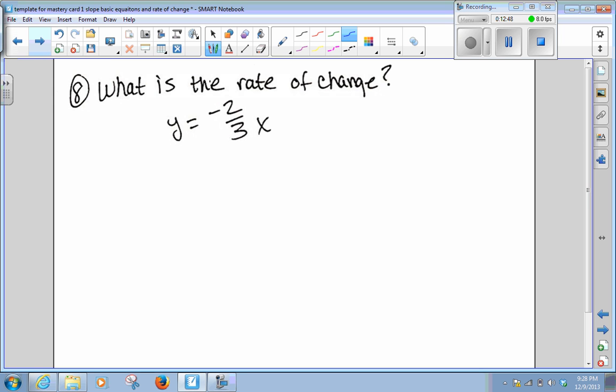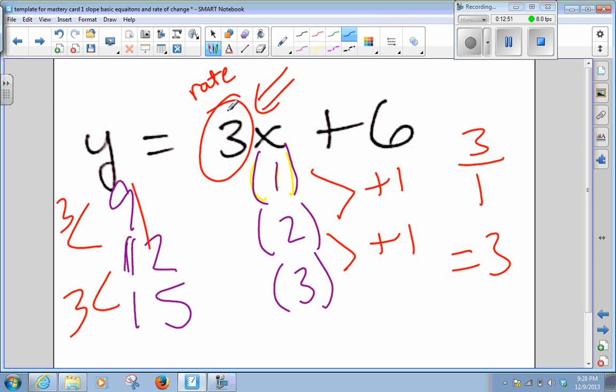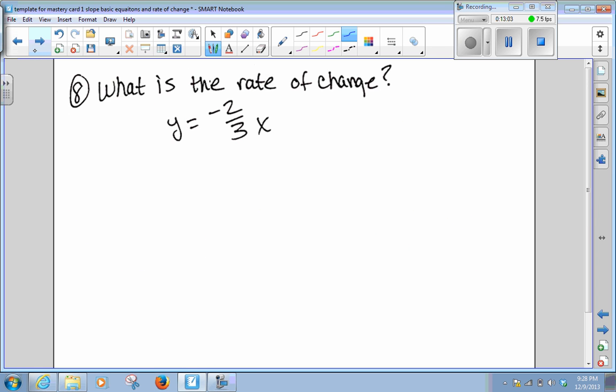Number 8, as we've discussed in a few previous examples, the rate of change is always this number in front of the X, as long as it's in a Y equals format. So Y equals something X, that is going to be your rate of change. So, easy enough. Just take a look at it. My rate of change is just a negative 2/3. I'll prove it to you just to make sure that you get it.